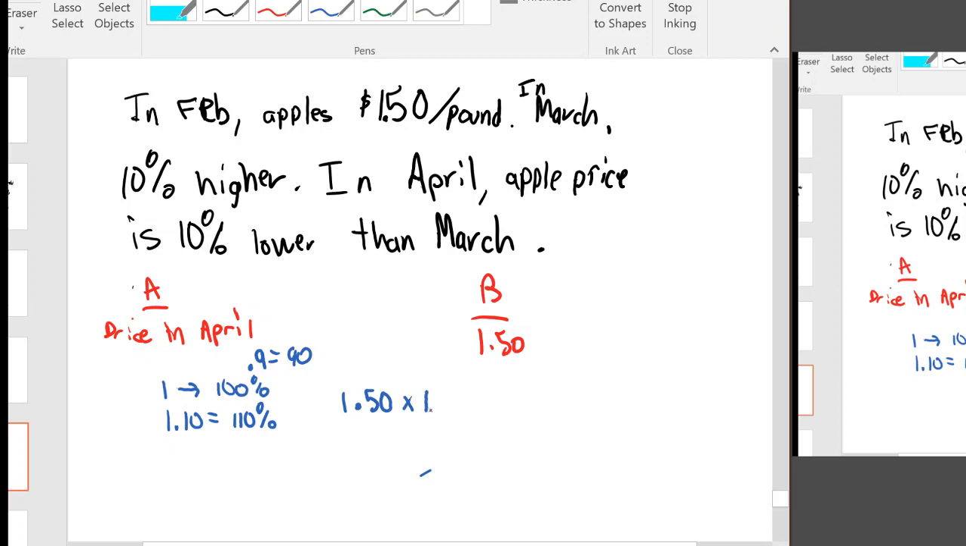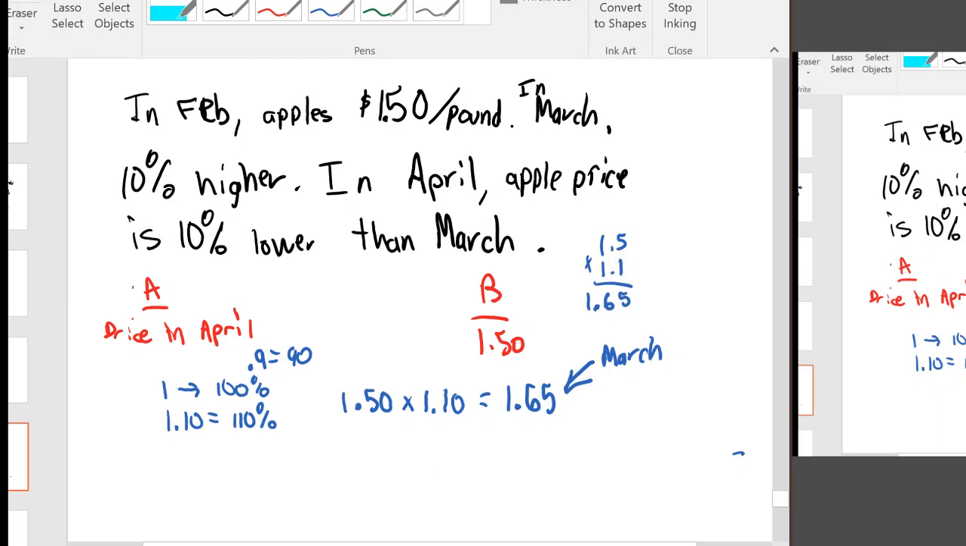Okay? So now I have $1.50 times 1.10. And that, if I do my math out, is going to be, I believe, 1.65. But let me just double check. 1.5 times 1.1. Oh yeah, duh. That's going to be 1.65 because 15 times 11 is 165. All right, so 1.65. That's the price in March. But I didn't ask about the price in March. I asked for the price in April.